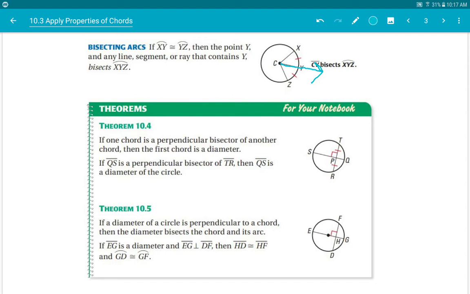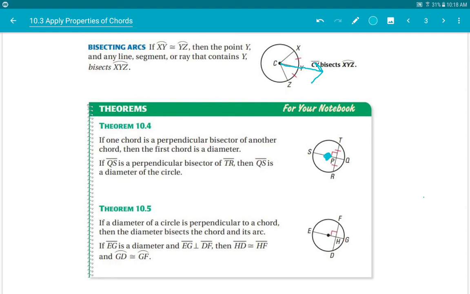The first theorem here: if one chord is a perpendicular bisector of another chord, then the first chord must be a diameter. Look at the case here. We see that SQ is bisecting TR, and it is also perpendicular. It's a perpendicular bisector. Therefore, the center is going to be somewhere on the segment SQ, and SQ will be the diameter at that point.